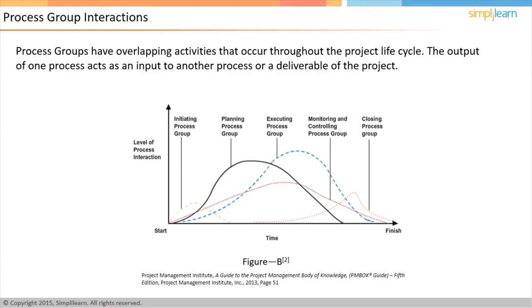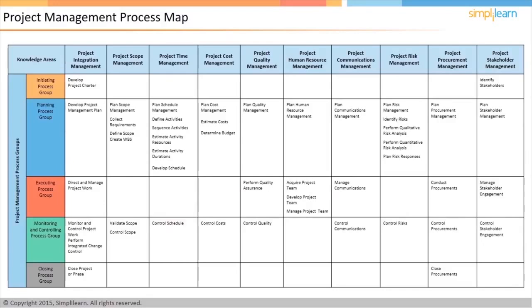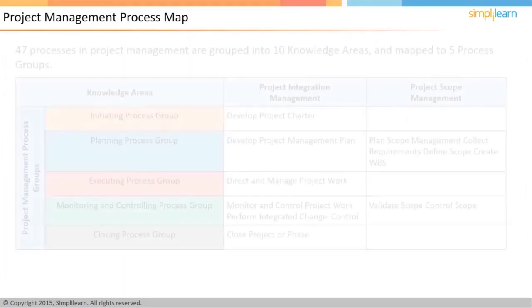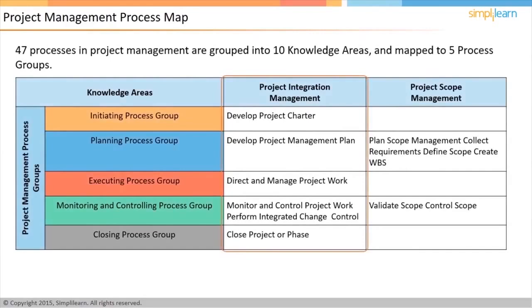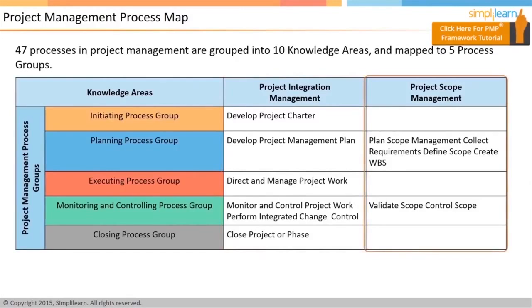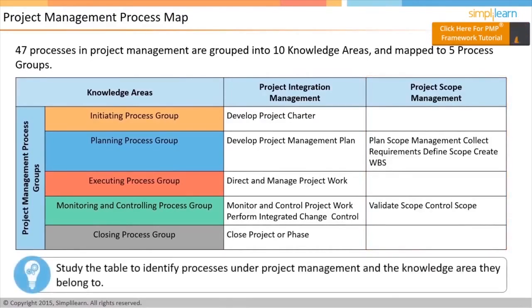In the next screen, we will discuss the project management process group, knowledge area, and project management process mapping. Given on the screen is the list of the 47 project management processes, 10 knowledge areas, and 5 process groups. The table shows how each of them is interrelated. You can see that the project integration management processes can be mapped back to all 5 process groups, while project scope management processes are mapped back to only planning and monitoring process group. Study the table to identify processes under project management and the knowledge area they belong to.